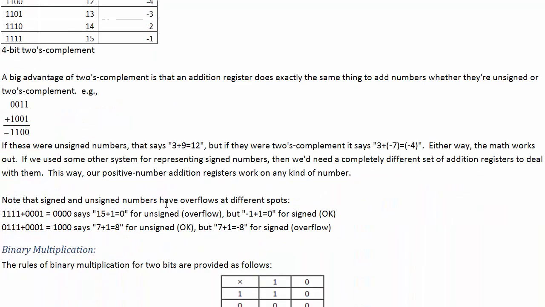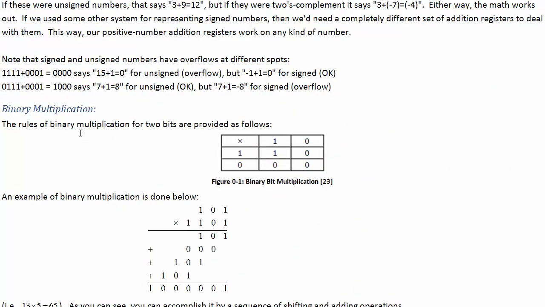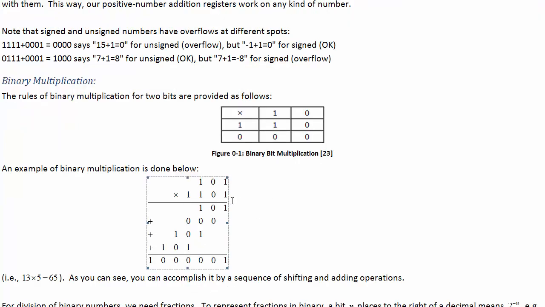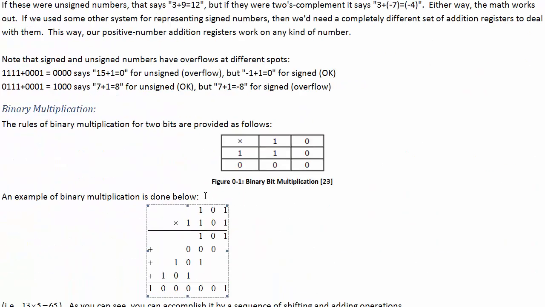Okay, next up, binary multiplication. Rules of binary multiplication are the same as you might expect for addition. So 1 times 1 is 1, 1 times 0 is 0, 0 times 1 is 0, and 0 times 0 is 0. How you actually implement multiplication is by shifting and adding. We looked at some shifting in registers in the last section, and that's another math operation you can do, shifting bits around. So it's a fast thing to do from a computational perspective.